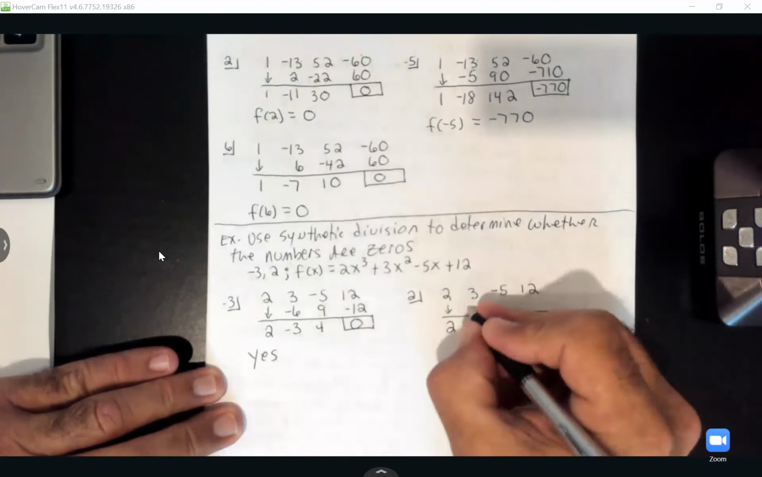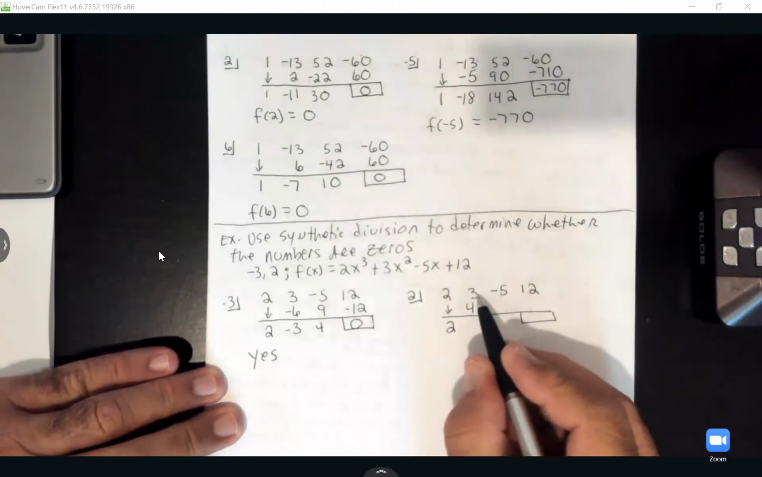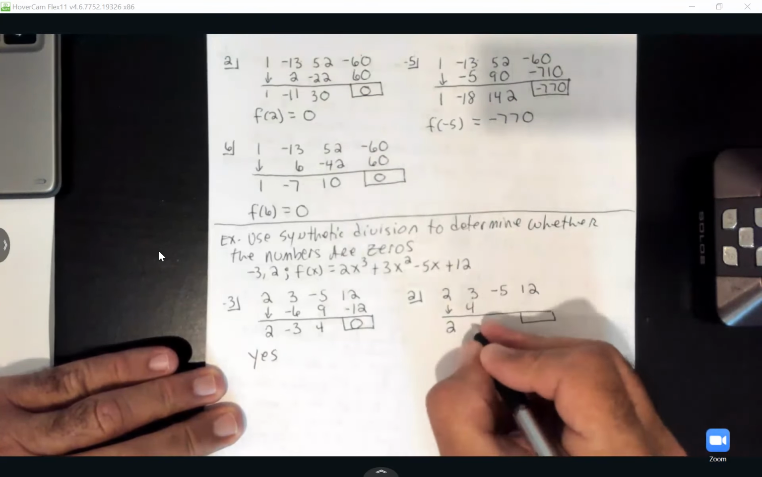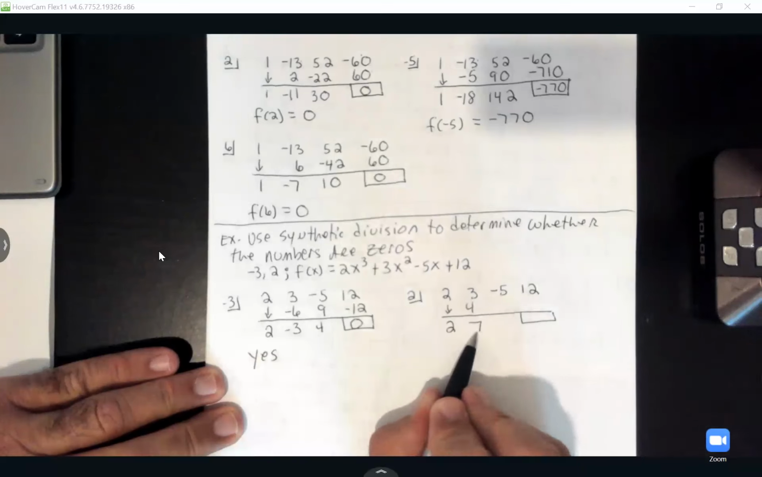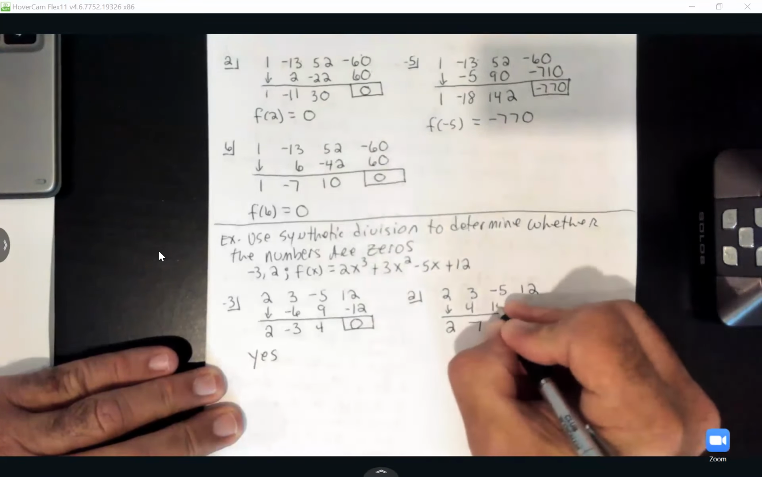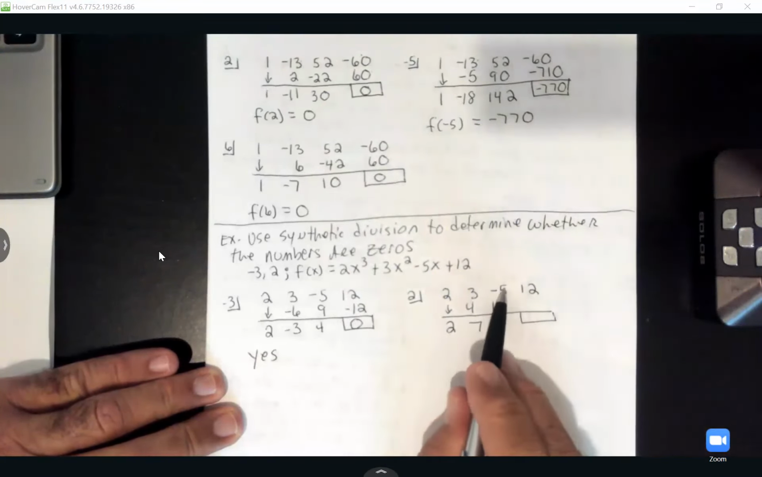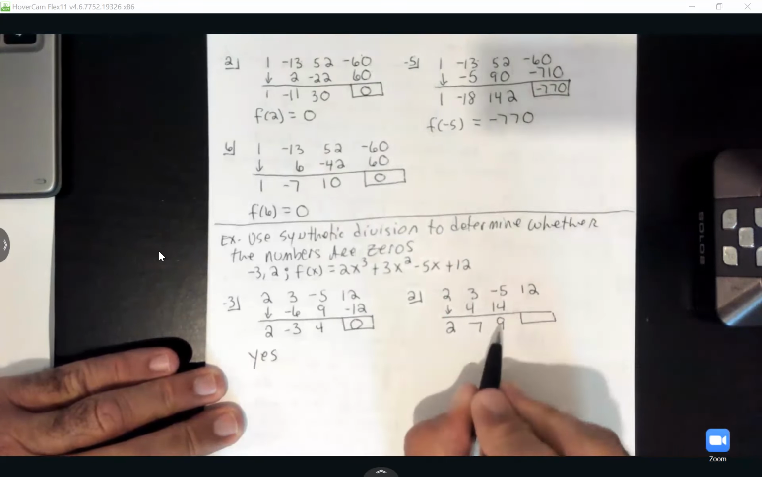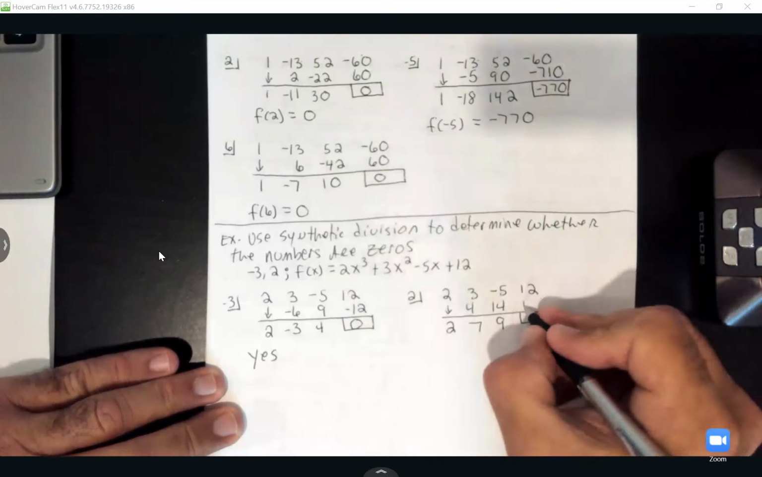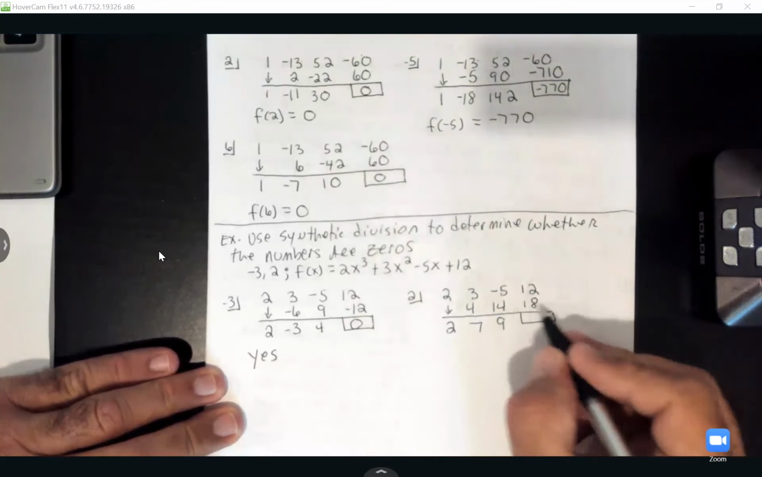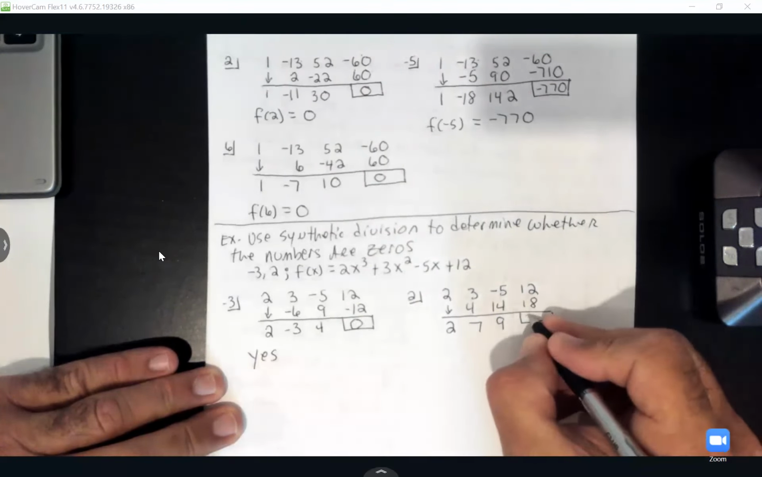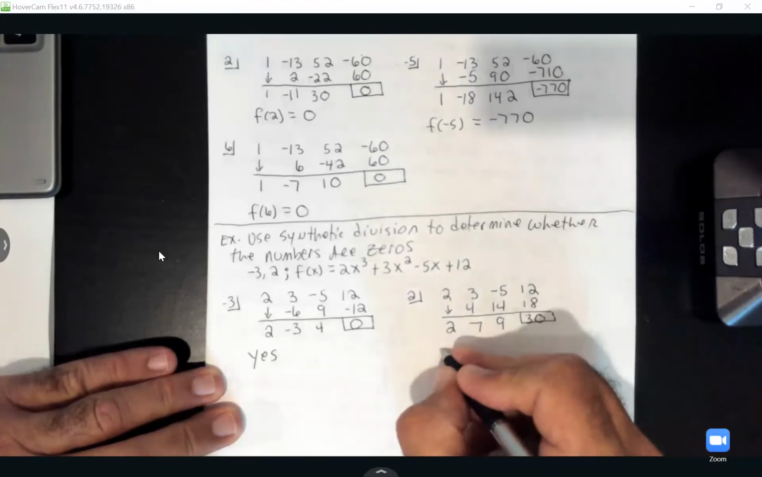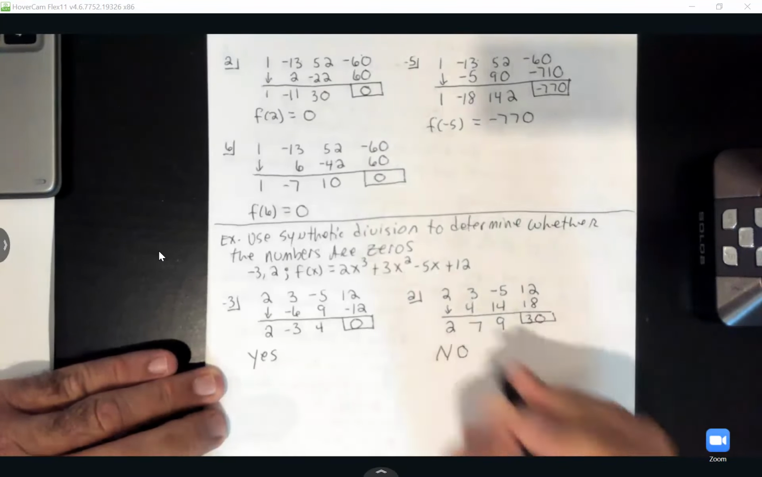So bring the 2 down. 2 times 2 is 4. 3 plus 4 is 7. 7 times 2 is 14. -5 and 14 give us a 9. And y'all look here. 9 times 2 is 18. And y'all, when we add that, 12 and 18 give us 30. So this one would be no.